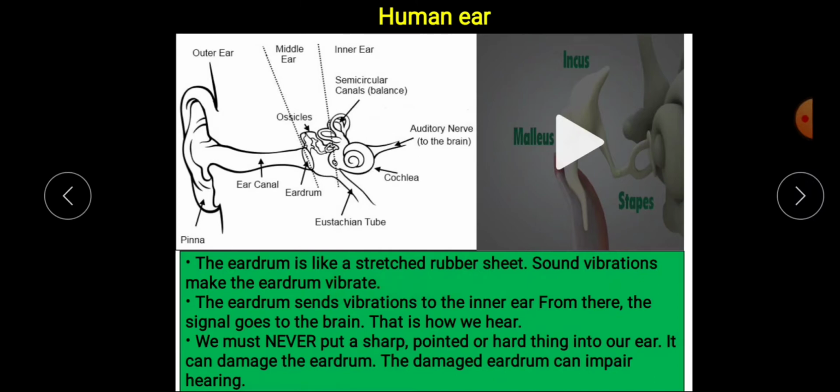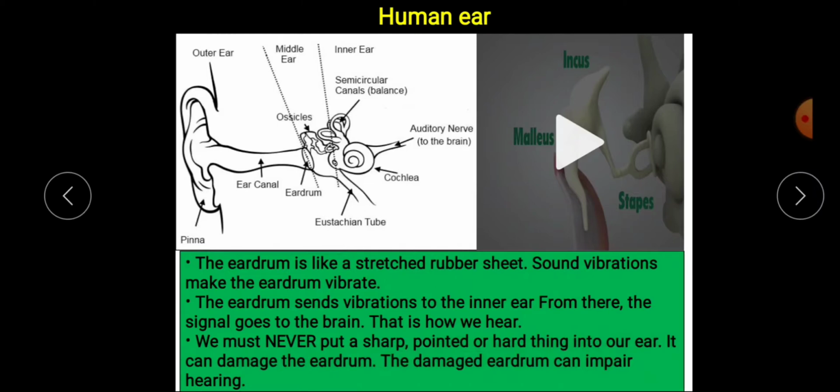But we have to remember that we must never put a sharp, pointed or hard thing into our ear. It can damage the eardrum. A damaged eardrum can impair hearing. If we put some sharp object inside our ear, and it punctures or makes holes in our eardrum, then the eardrum will not function properly and it may lead to hearing impairment. That means we will not be able to hear properly.